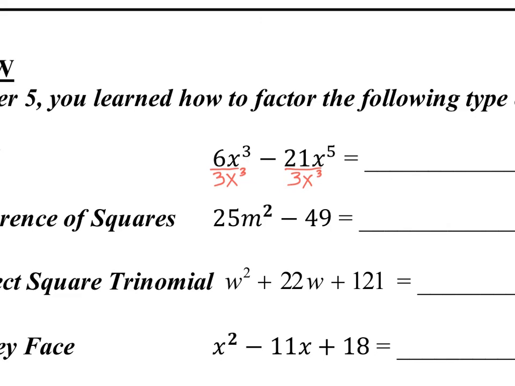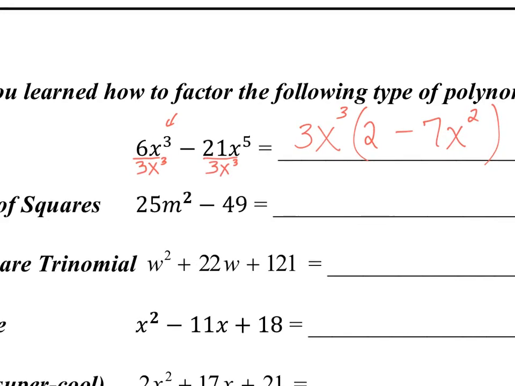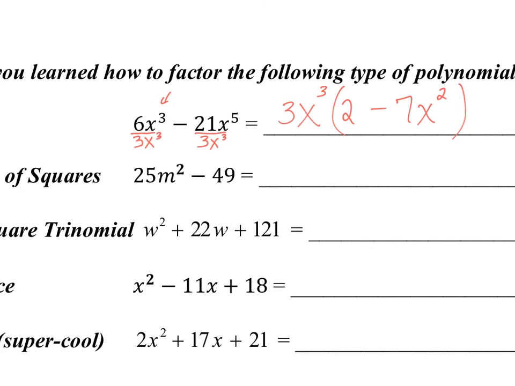So the GCF goes in the front, 3x to the third. And then in parentheses, we'll put the leftovers. So 6 divided by 3 is 2. And x to the third, we took away an x to the third, so there's nothing left in this term. 21 divided by 3 is 7. And if we have x to the fifth and you took away x to the third, we're left with x squared. So it's 3x to the third times 2 minus 7x squared.